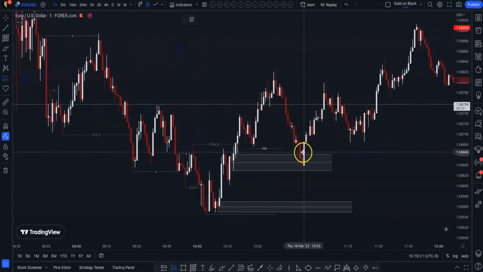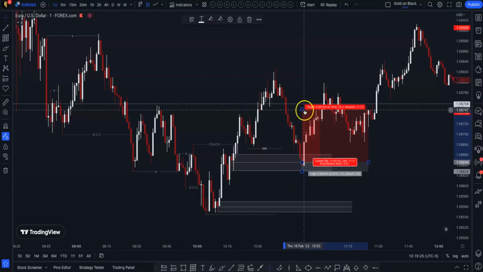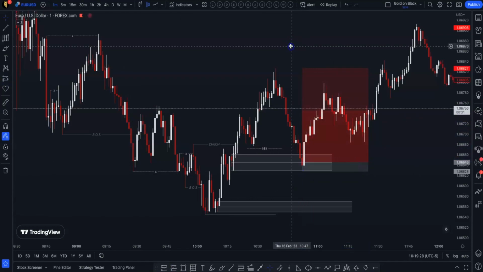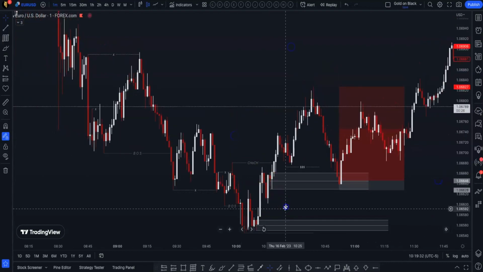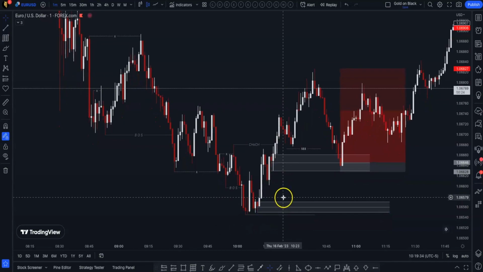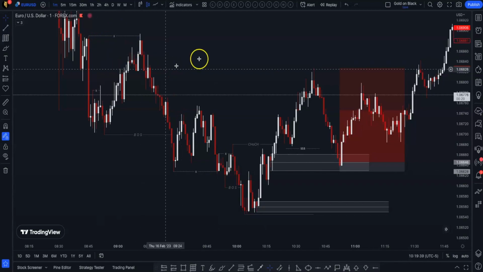Entry would have been either 100% or 50% of the order block. Doesn't matter. Whatever you want to do there, it's up to you. Target would have to be that high. All right? Simple. All right? Understand, when the change of character happens, the way we mark it up is basically on a confirmation.